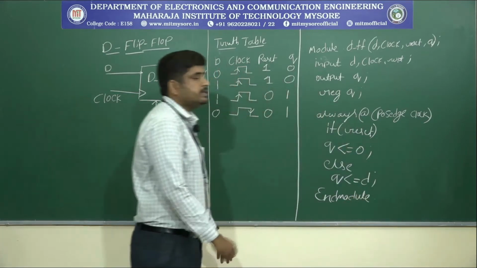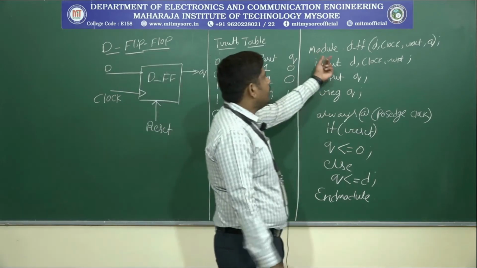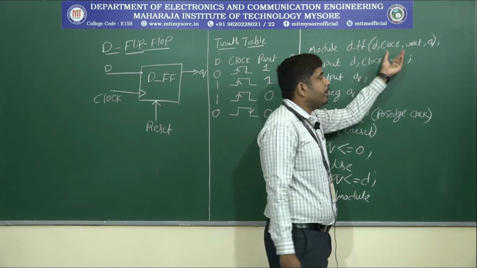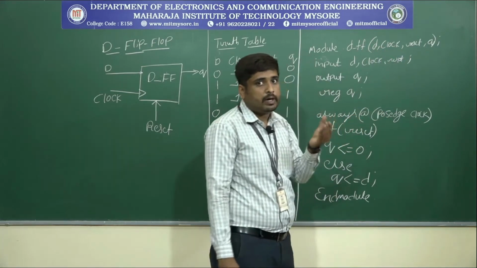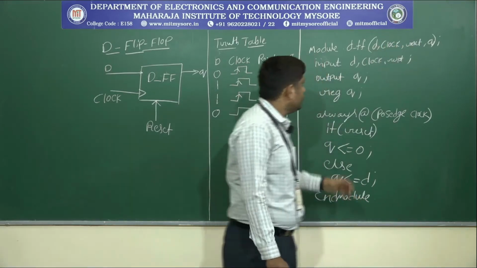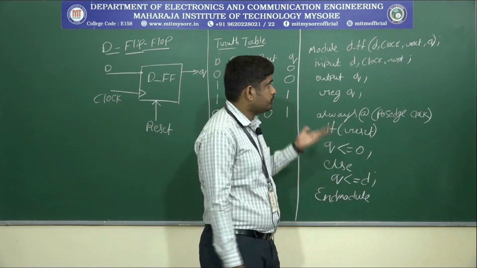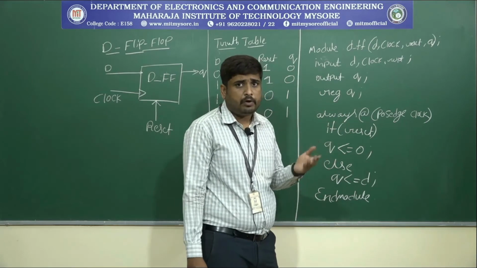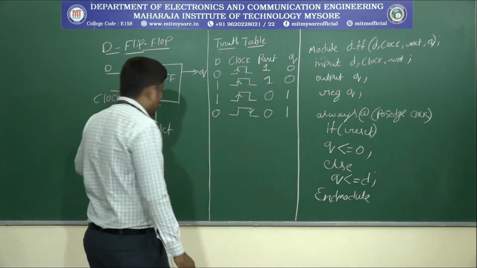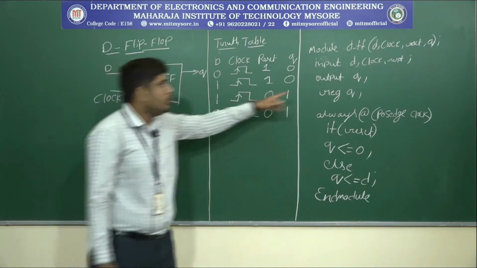Then end module. So this is the design block we have discussed. Again I repeat this. Module, the name of the module is D flip-flop. Inside the module you have to mention the different ports. The terminals available are D, clock, reset and Q. Then you have to list the ports. There are two types of ports, one is input, another is output. Input is D, clock and reset. The output is Q.